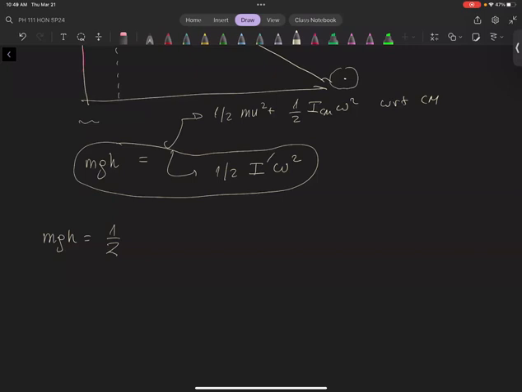So instead of moment of inertia, I'm going to write C mass r squared omega squared. C is a coefficient. That's all that changes between the objects, yes? The coefficient.